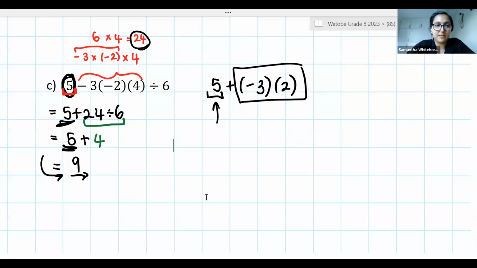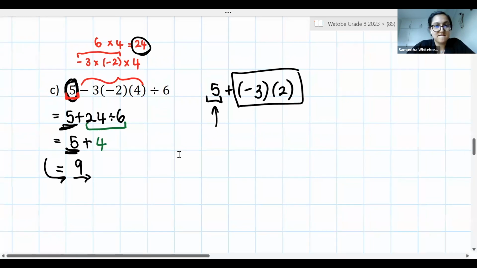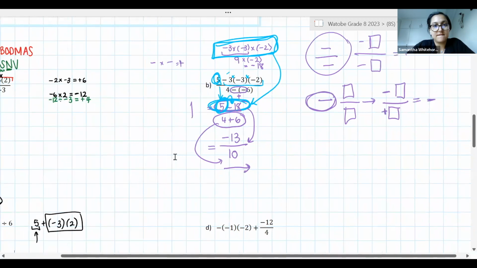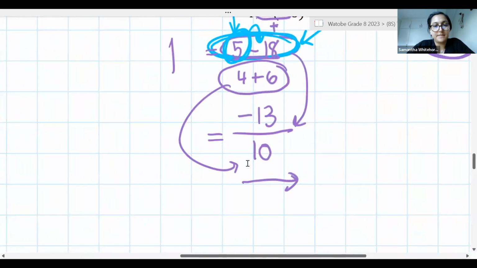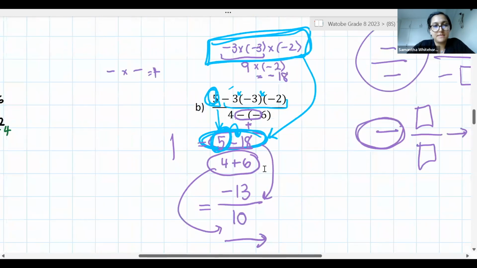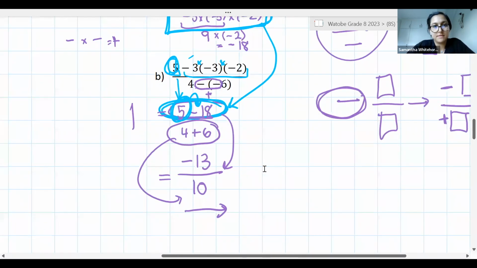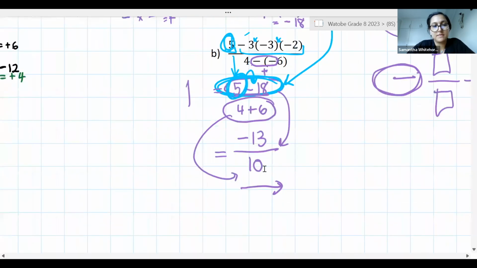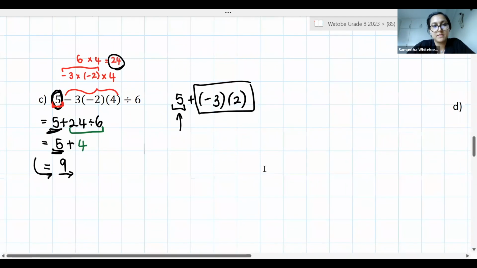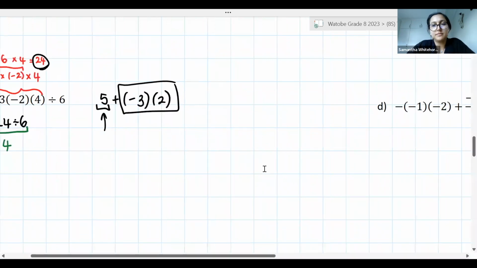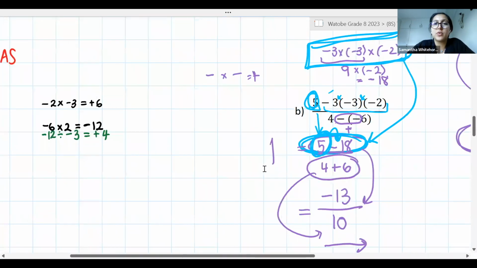Ma'am, I'm asking for the previous question, right? It is 5 minus 3, then brackets -3. Yes. Also on question C, it says 5 minus 3 brackets -2, then it continues like that. So how did the 5, like after the 5 became like 5 plus, but then on question B, it was 5 minus? Okay, good question.